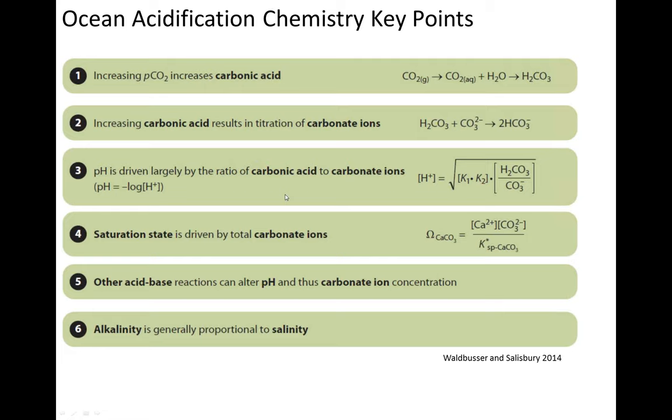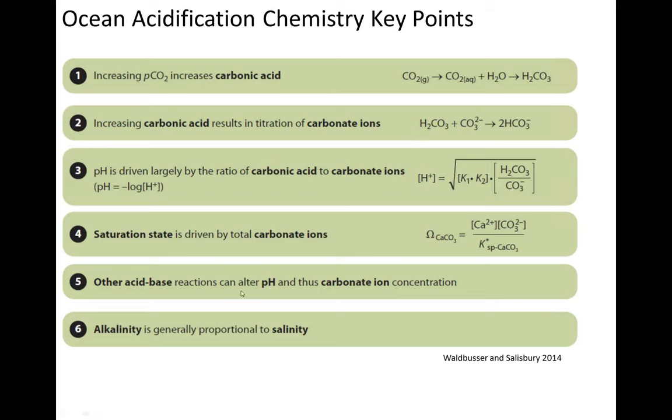And in coastal, in marine waters, pH is largely driven by the ratio of carbonic acid to the carbonate ion. There are obviously other acid-base species that come into play here, but the DIC system is the primary one. So that ratio of carbonic acid to the carbonate ion is really critical for determining pH. And then the saturation state is driven by the total concentration of carbonate ions. It's a really important distinction, especially when we start getting into different water masses and estuaries, that it's the total carbonate ion concentration that drives saturation state, whereas it's the ratio of carbonic acid to carbonate ions that drives in large part the pH.